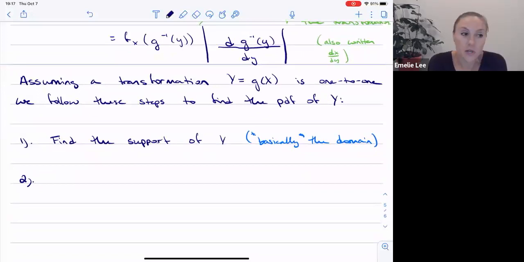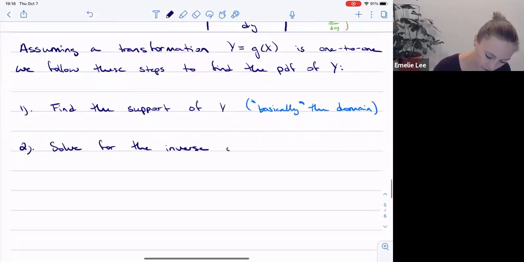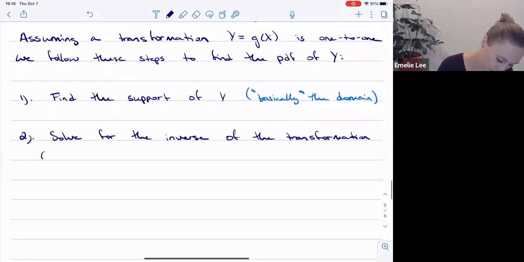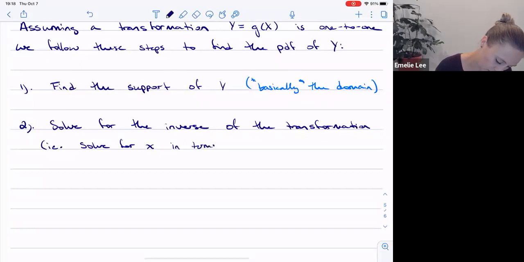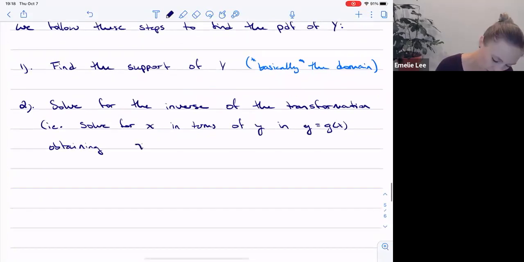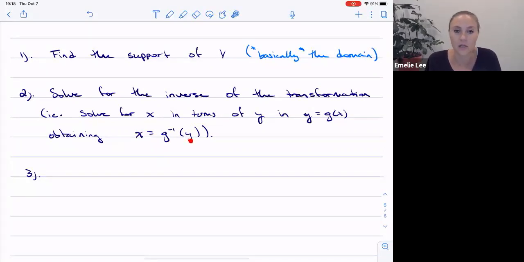Step 2, you have to solve for the inverse of the transformation, basically solve for x. So that is solve for x in terms of y, in y equals g of x, obtaining x equals g inverse of y. So notice here, x is some value, the inverse evaluated at y.